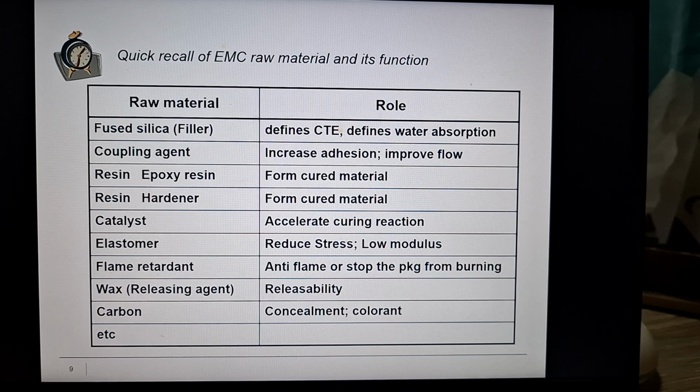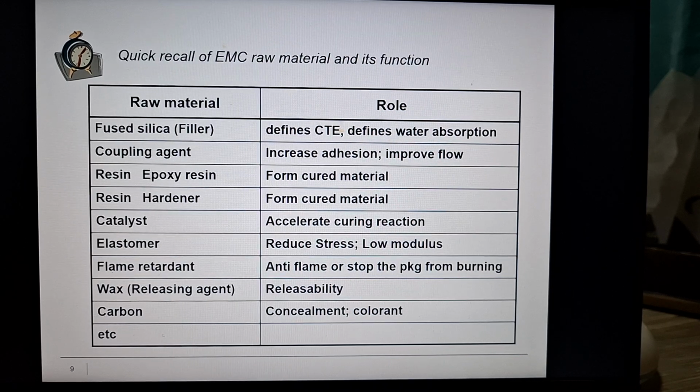It helps to define the coefficient of thermal expansion, and more filler means less water absorption, because basically filler does not absorb moisture at all. So it has below 1% moisture absorption in the entire packaging material. Because it's sand, it's silica, it's very solid, so it doesn't absorb moisture.